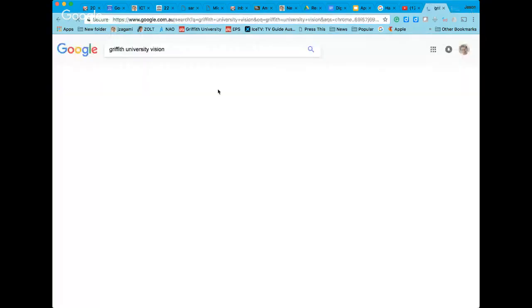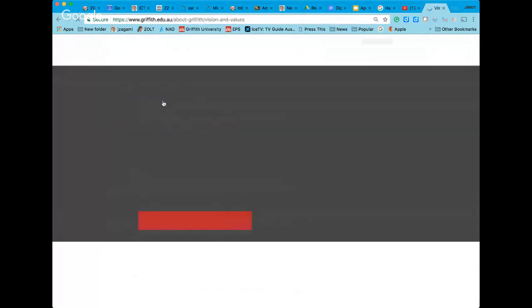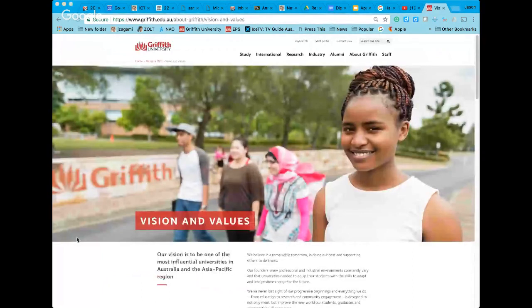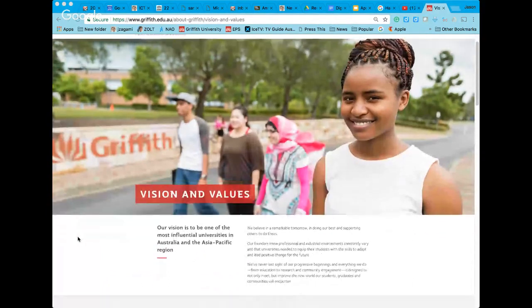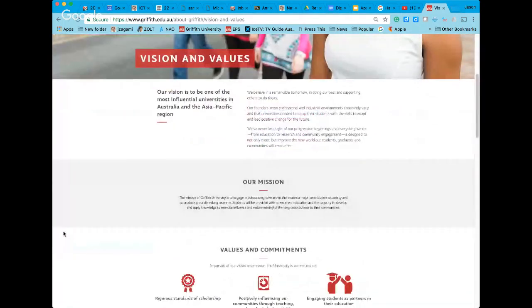I'm just seeing if I can get the university's vision statement. Here we are. So this is the Griffith University vision statement. So it's a statement about what is important for our organisation. So we believe in a remarkable tomorrow, in doing our best and supporting others to do. Yeah, every school has its vision and values for students.